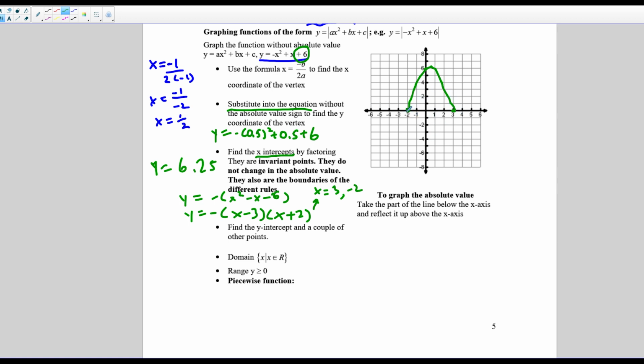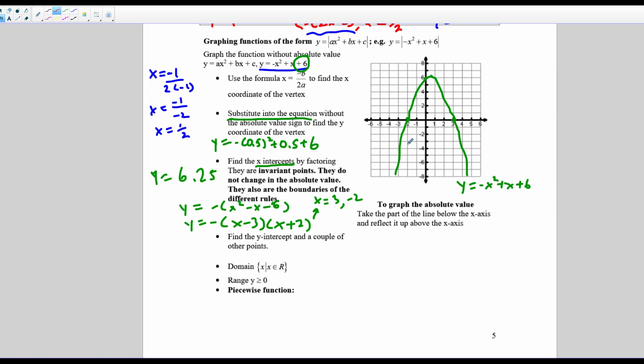So you can go ahead and finish off the rest of this. So it looks something like that. So let's go ahead and label it y is equal to negative x squared plus x plus 6. So now to graph the absolute value function of the same quadratic, what we're going to do is we're just going to take a couple points that are from below the x-axis and reflect them up.